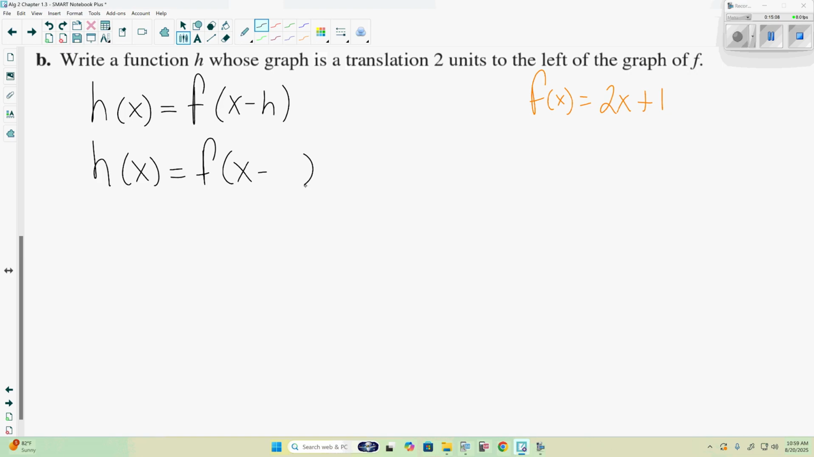Now, how far are we moving it to the left or to the right? We're moving it 2 units to the left, yes? So it is still negative. Because again, we said left and right's always the opposite of what we think, yes?